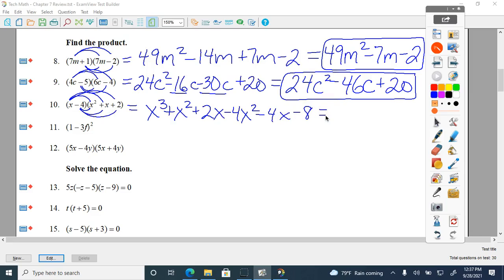And then again, add your like terms. Are there any other x cubes? There are not. It's just x cubed. But I've got an x squared and a negative 4x squared. That makes negative 3x squared. I have a 2x and a negative 4x make negative 2x. And then I have minus 8 on the end. Okay?